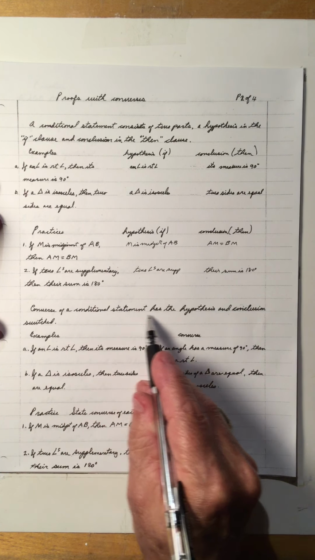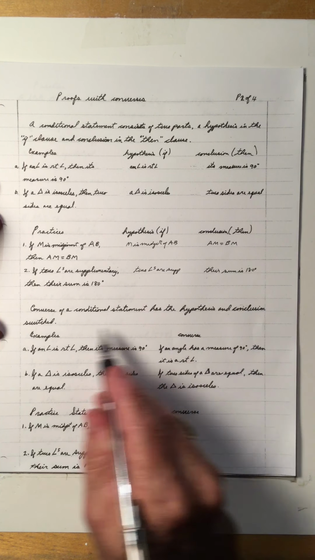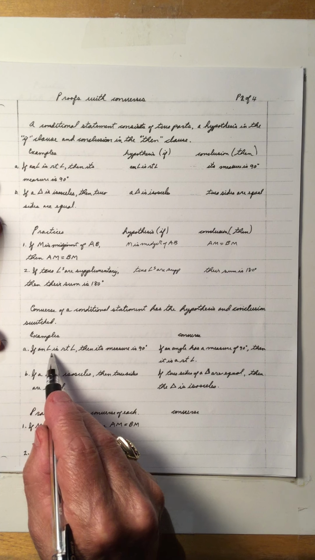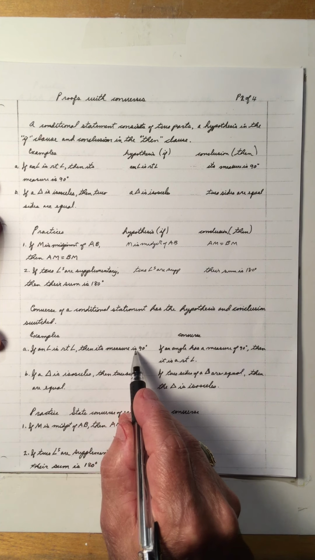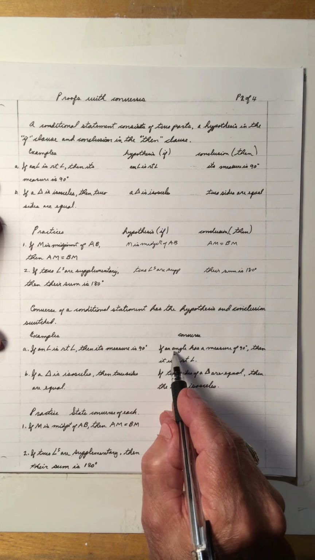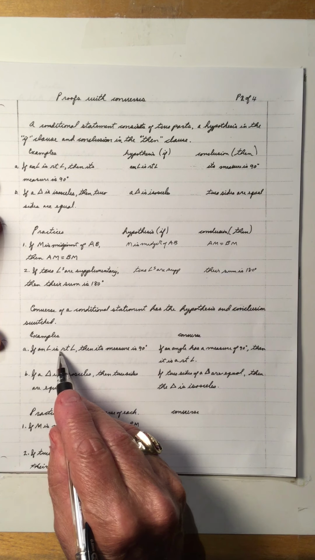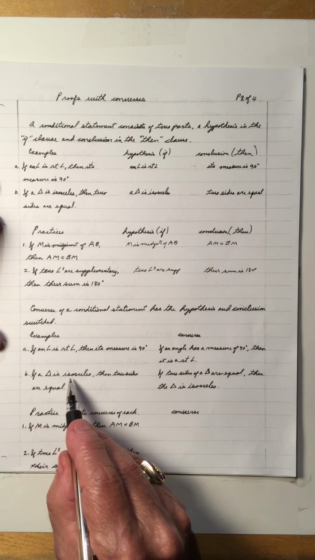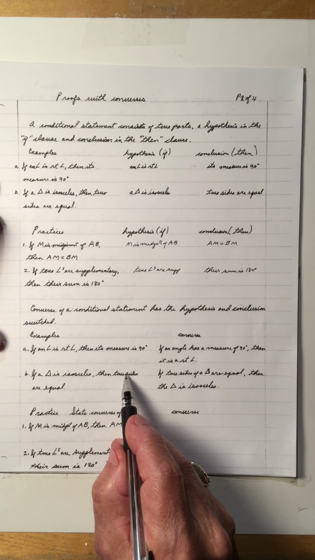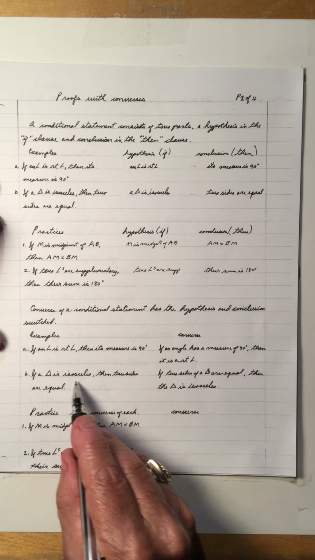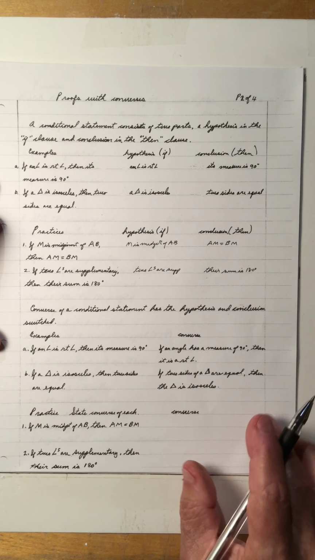Converses of a conditional sentence: the hypothesis and the conclusion switch. Some examples. If an angle is a right angle, then its measure is 90. The converse: if an angle has a measure of 90, then it is a right angle. Notice it's switched around. If a triangle is isosceles, two sides are equal. The converse: if two sides of a triangle are equal, then the triangle is isosceles.